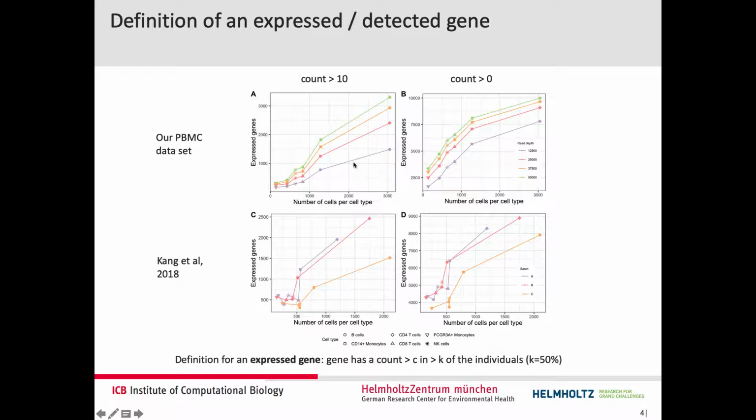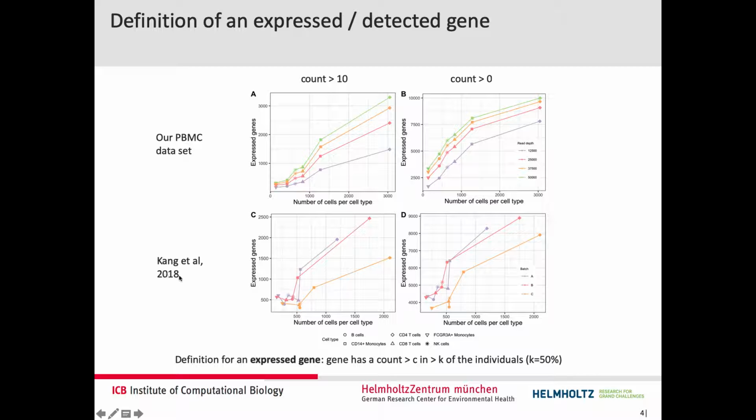Additionally, the read depth is also important. That's shown here by the different colors. So the higher the read depth, the more expressed genes we detect. Each point represents a different cell type, and we will also model this in a cell type specific way, as the different RNA content will lead to a different number of expressed genes dependent on the cell type.